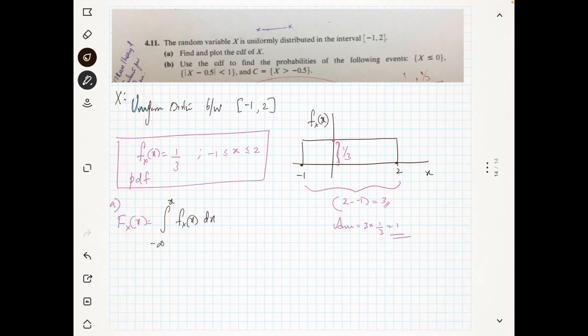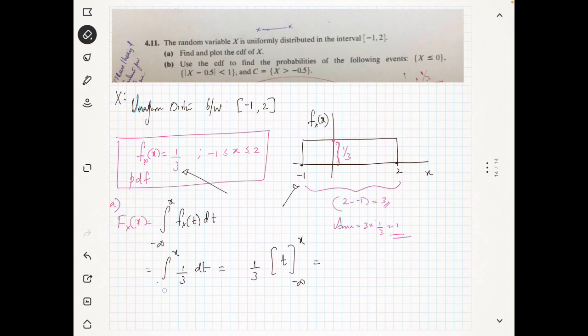But you can see here I am using the variable x, so it is not a good notation, so I will use t. So this is minus infinity to x, and f_X(t) is nothing but 1/3 dt, which is equal to 1/3 into t. Our integral is not actually starting from minus infinity. You can see that our integral is starting from minus 1. So I will change this limit to minus 1 to x of f_X(t) dt.